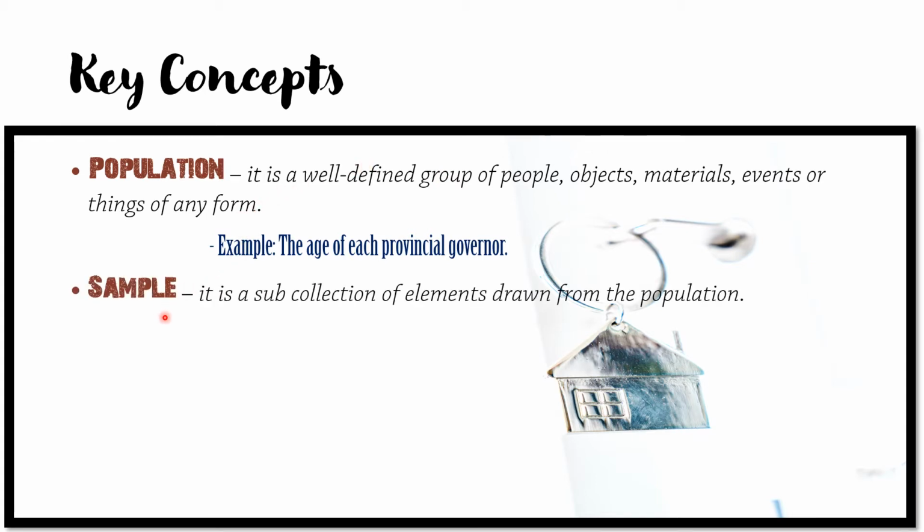Next, sample. It is a sub-collection of elements drawn from the population, meaning to say, sample is just a portion or a part of a population. And here is the example: the age of provincial governors in Region 3. So here we're dealing with the group of governors only located in Region 3. But we all know that Region 3 is just a portion of the Philippines. Okay? It's part of all regions of the Philippines. This is one of the regions. Therefore, the example here talks about sample.